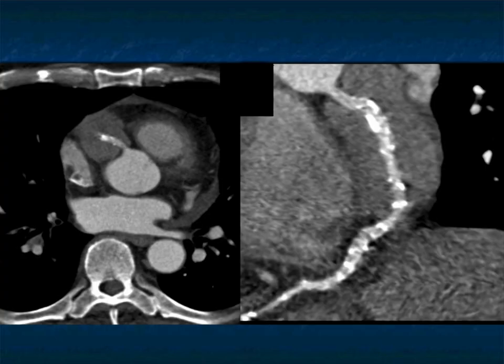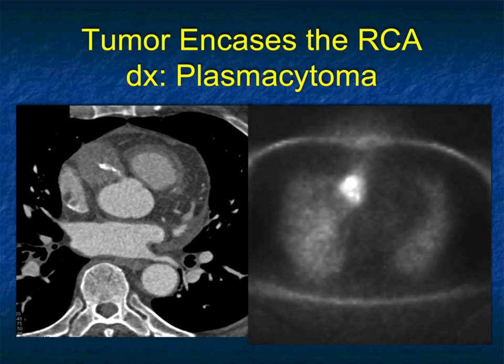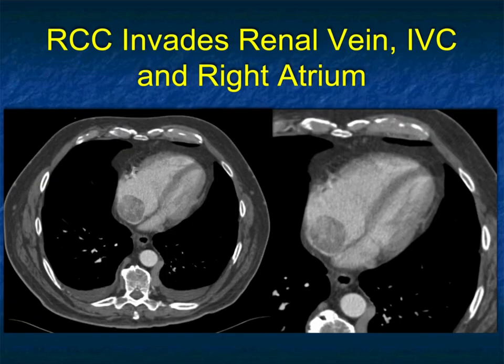Here's a really nice view along a center line showing you the infiltration of the right coronary artery, and this ended up being a plasmacytoma. A very unusual tumor involving the heart, and again, I would have gone with lymphoma based also on the PET and its infiltration, but just a very unusual case.